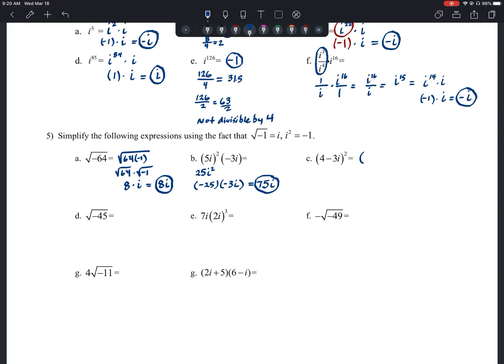Next one, we're going to be 4 minus 3i, and we're going to square that quantity, so that means we're going to be multiplying it times itself. So when we FOIL it out there, we should have 16 minus 12i minus another 12i plus 9i squared. So this 9i squared is like saying 9 times -1, so that's like a -9. So as we put that together, -9 and 16 is going to give me 7, and then we have minus 24i.